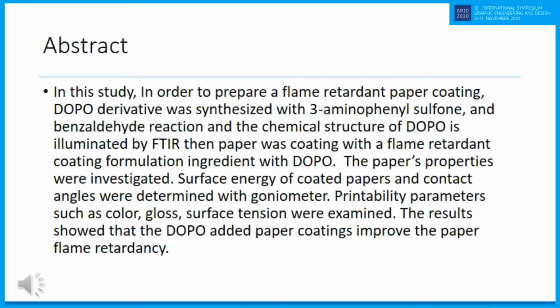Surface energy of coated papers and contact angles were determined with goniometry. Printability parameters such as color, gloss, and surface tension were examined. The results showed that the DOPO-added paper coating improved the paper's flame retardancy.